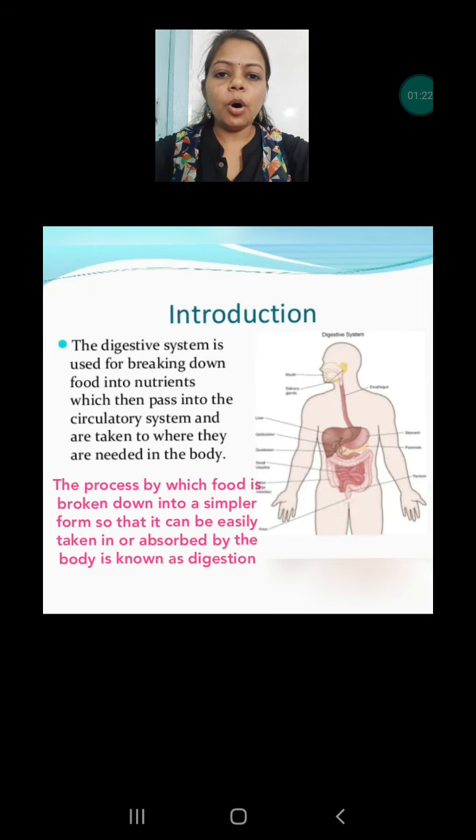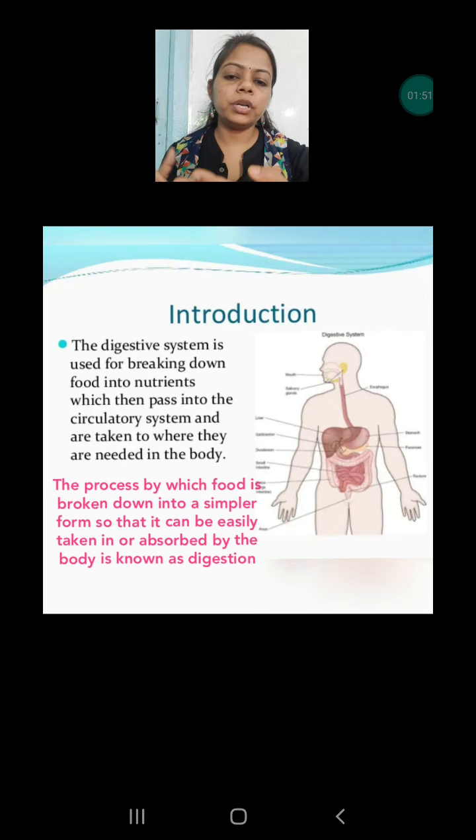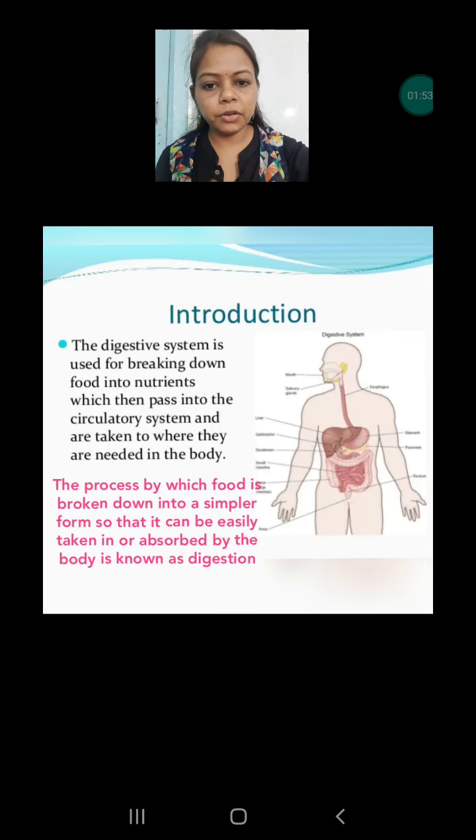This process of breaking down the food into a simpler form is known as digestion, so that our circulatory system, that means our blood, can absorb the nutrients and transport them to each and every part of our body. This is the only purpose of digestion. Okay, one more time, why is digestion important? So that whatever we are eating can be absorbed by the blood and can reach each and every part of our body.